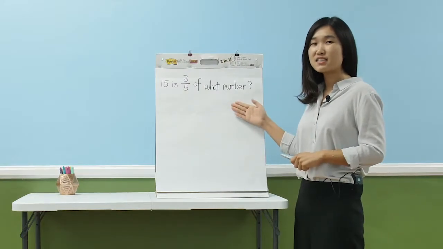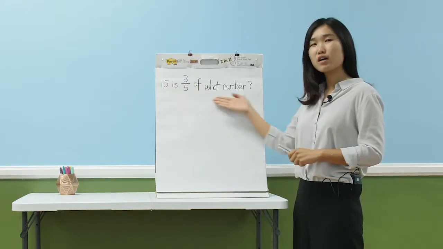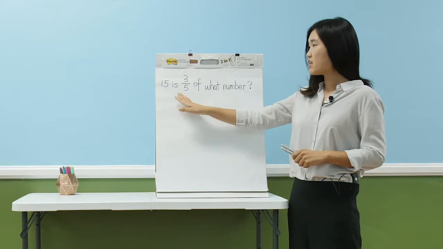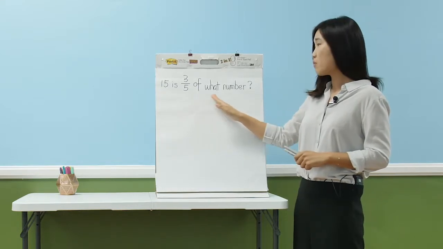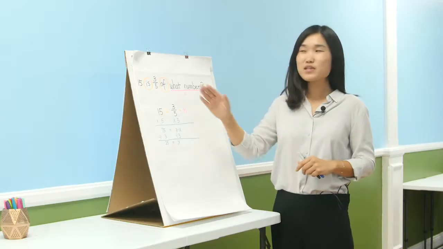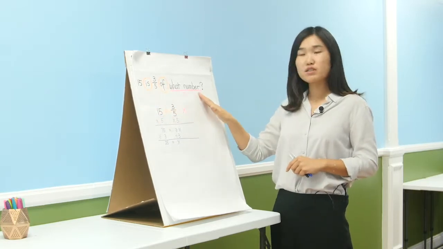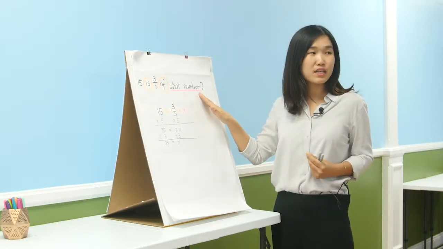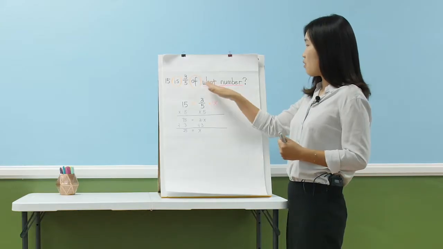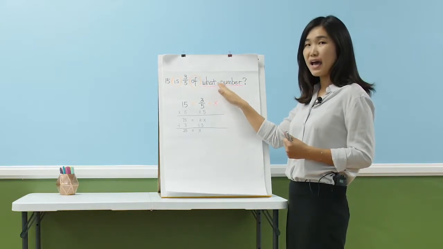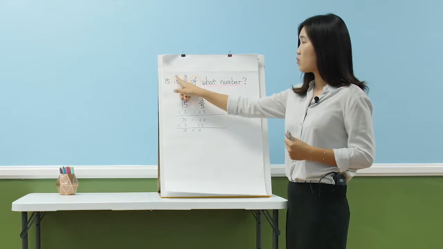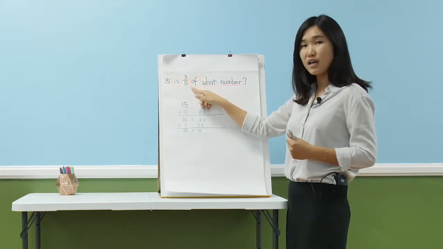Okay, now let's see something different. Word problem. 15 is 3/5 of what number? When you were in school, your teacher probably told you to look at the keywords and then translate everything into an equation. What you do is, what number, we put an X. And then we find the keywords is and of.